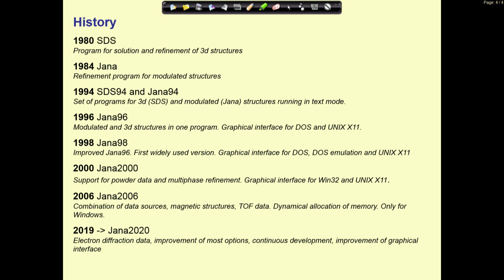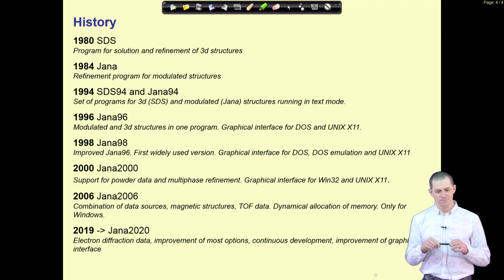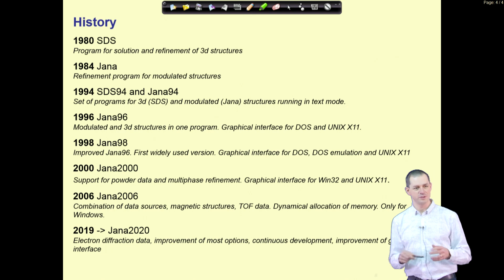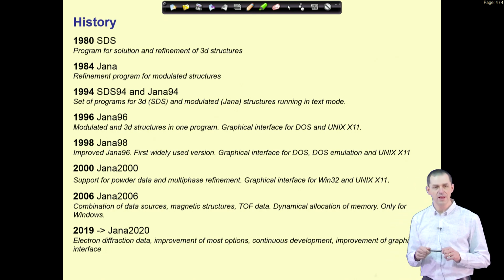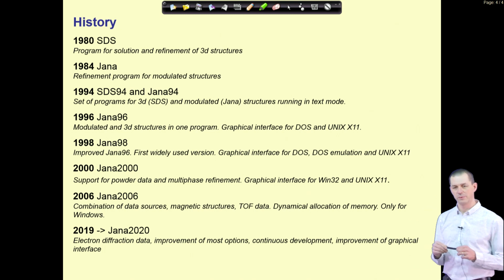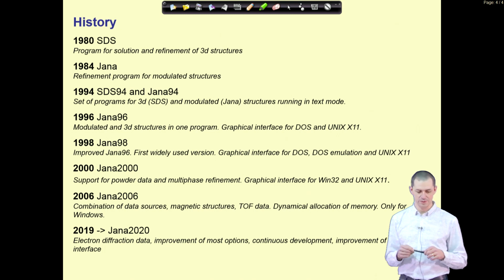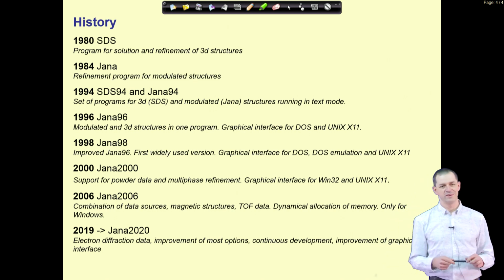So the history of Jana started in the 1980s when Václav Petříček started writing the program SDS for the determination of ordinary 3D structures, and then during his stay in the United States, he developed another program for the refinement of modulated structures. So the main topic, or the raison d'être, the reason for being for the program Jana, is its ability to work with non-periodic structures, with modulated structures. A little word about the name Jana.